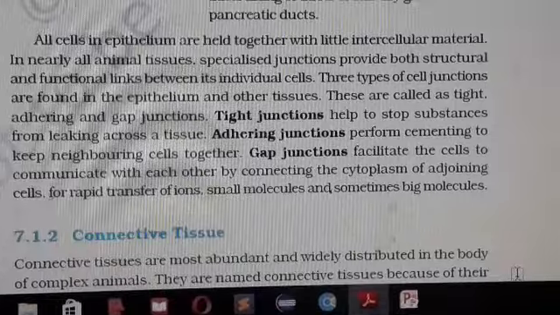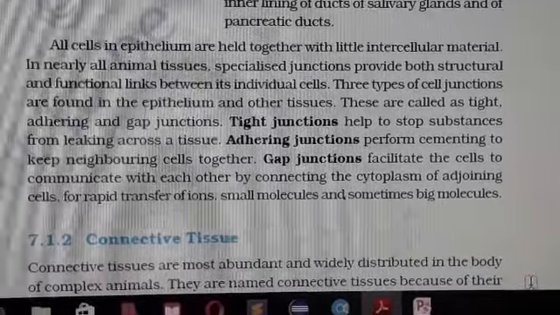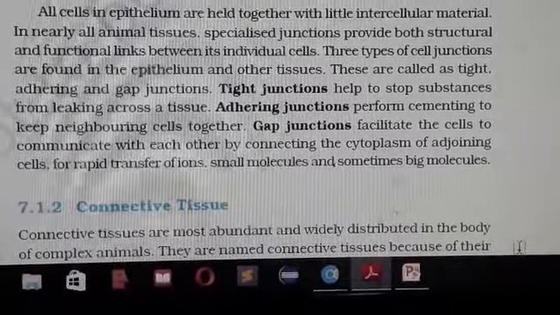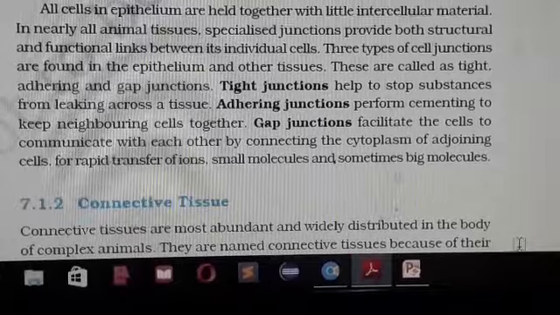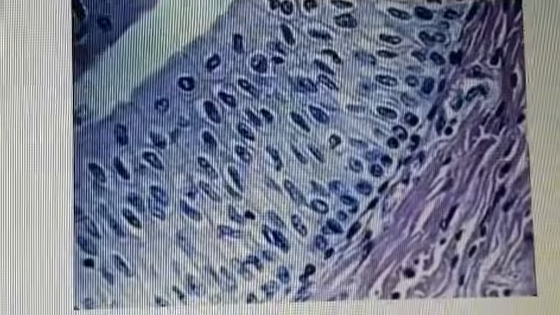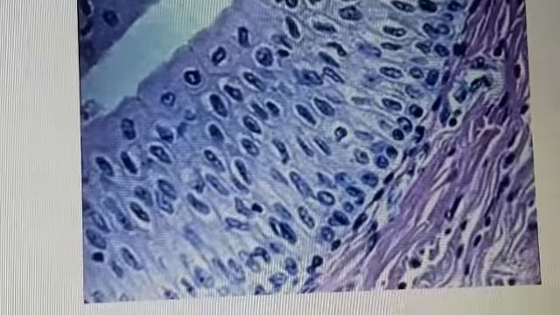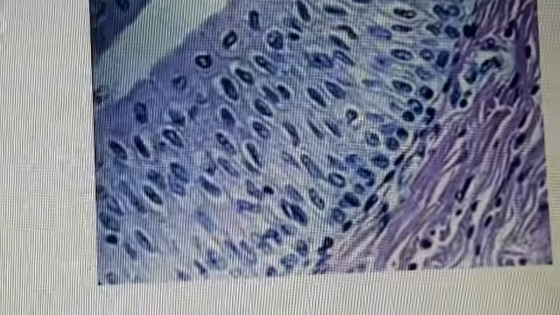Okay. Now comes the connective tissue. Connective tissue is most abundant and widely distributed in the body of a complex animal, and they are named connective tissue because of their presence. Before starting with the connective tissue, I want to show you this stratified epithelium. You can see that a number of nuclei are present and a number of layers are present in this. So that's the difference between simple and compound epithelium.